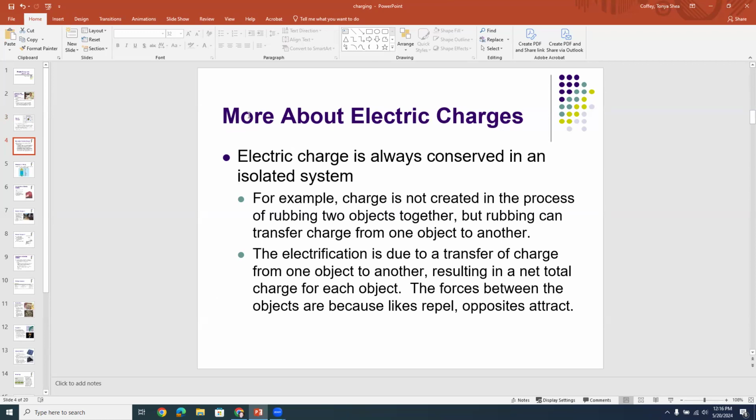And you can create that transfer of charge via electrical conduction, or you can do something as simple as rubbing two objects together, which is called triboelectricity. And that can also transfer charge from one object to another. And then, of course, once you've transferred that charge, then you can have a total charge on the object. And then those charged objects can cause repulsion and attraction to other charged objects.